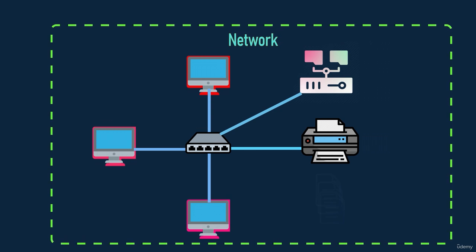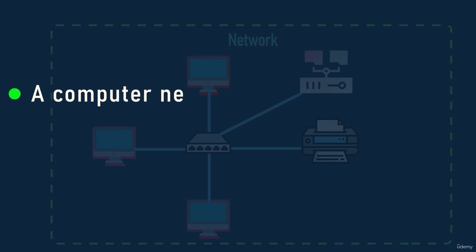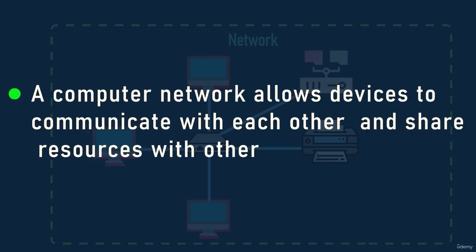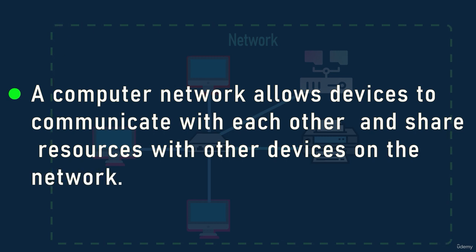So guys, to summarize, a computer network allows devices to communicate with each other and share resources with other devices on the network. This saves money and makes it easier for people to work together. You will gain clarity on networks in the upcoming videos and sections.